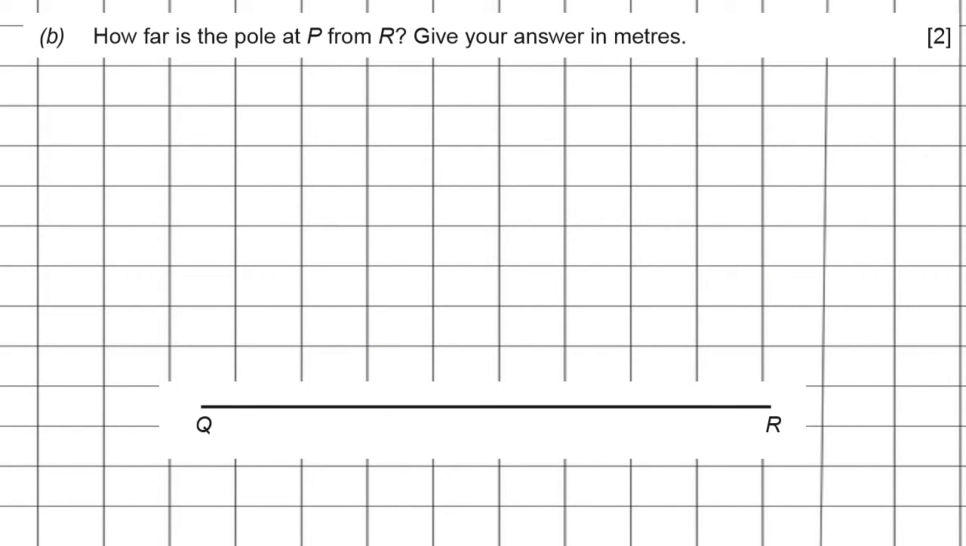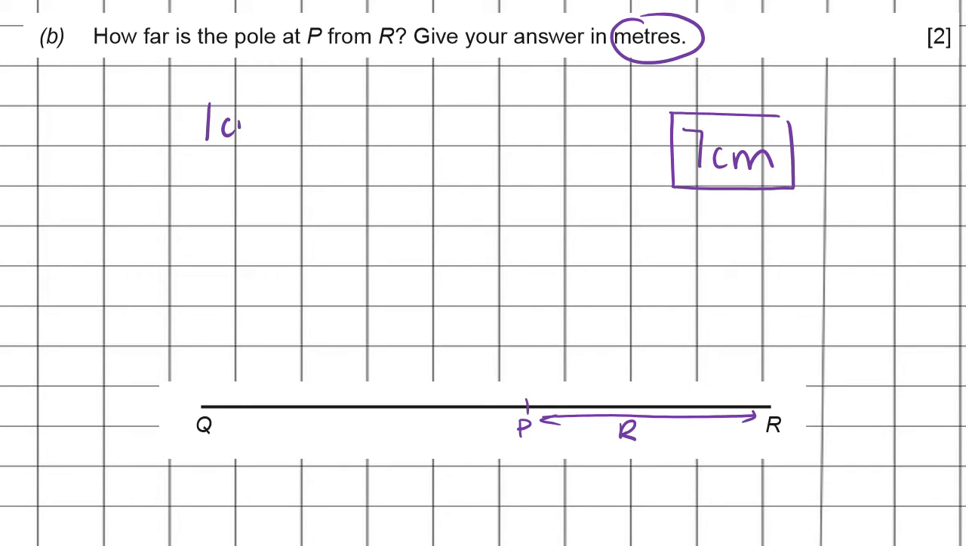How far is the pole at P from R? Give your answer in meters. So you measure from P to R with a ruler. Say your ruler gave you 7 centimeters, which is the actual answer. But remember, it says in meters, and we know the scale is 1 centimeter for every 10 meters. So we got 7 centimeters, which we just times by 10. So 70 meters is our final answer.